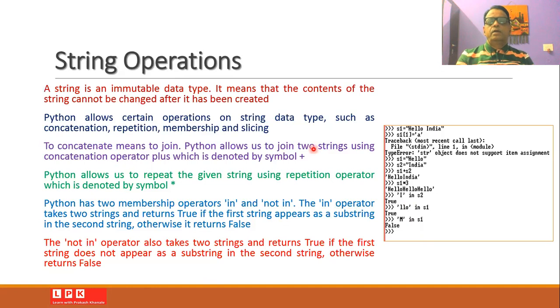A string is a data type which is an immutable data type. It means that once you assign some content to the string, the content of the string cannot be changed once it is created. And therefore, the string data type is called an immutable data type. In Python, you can perform several operations on the string, such as concatenation, repetition, membership, and slicing.